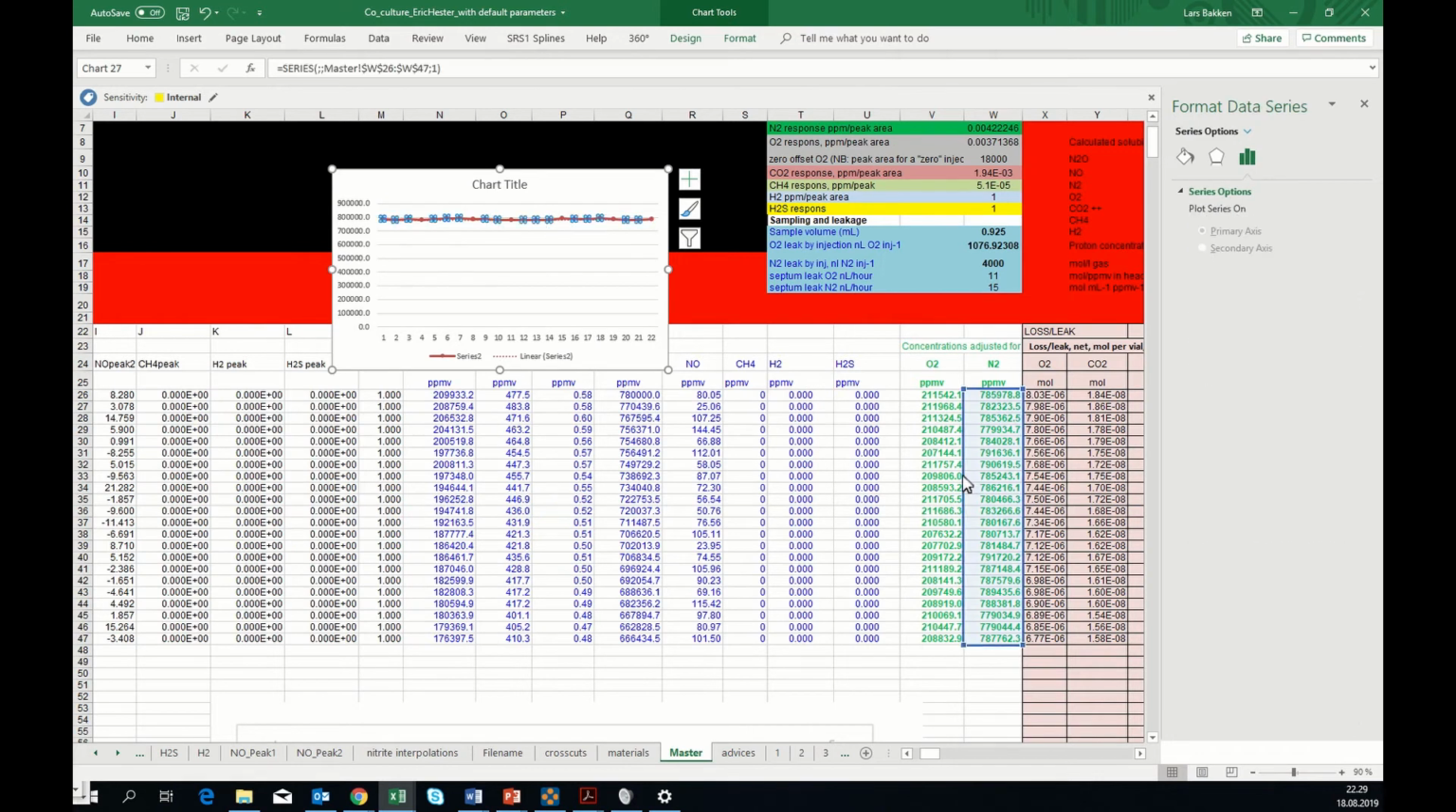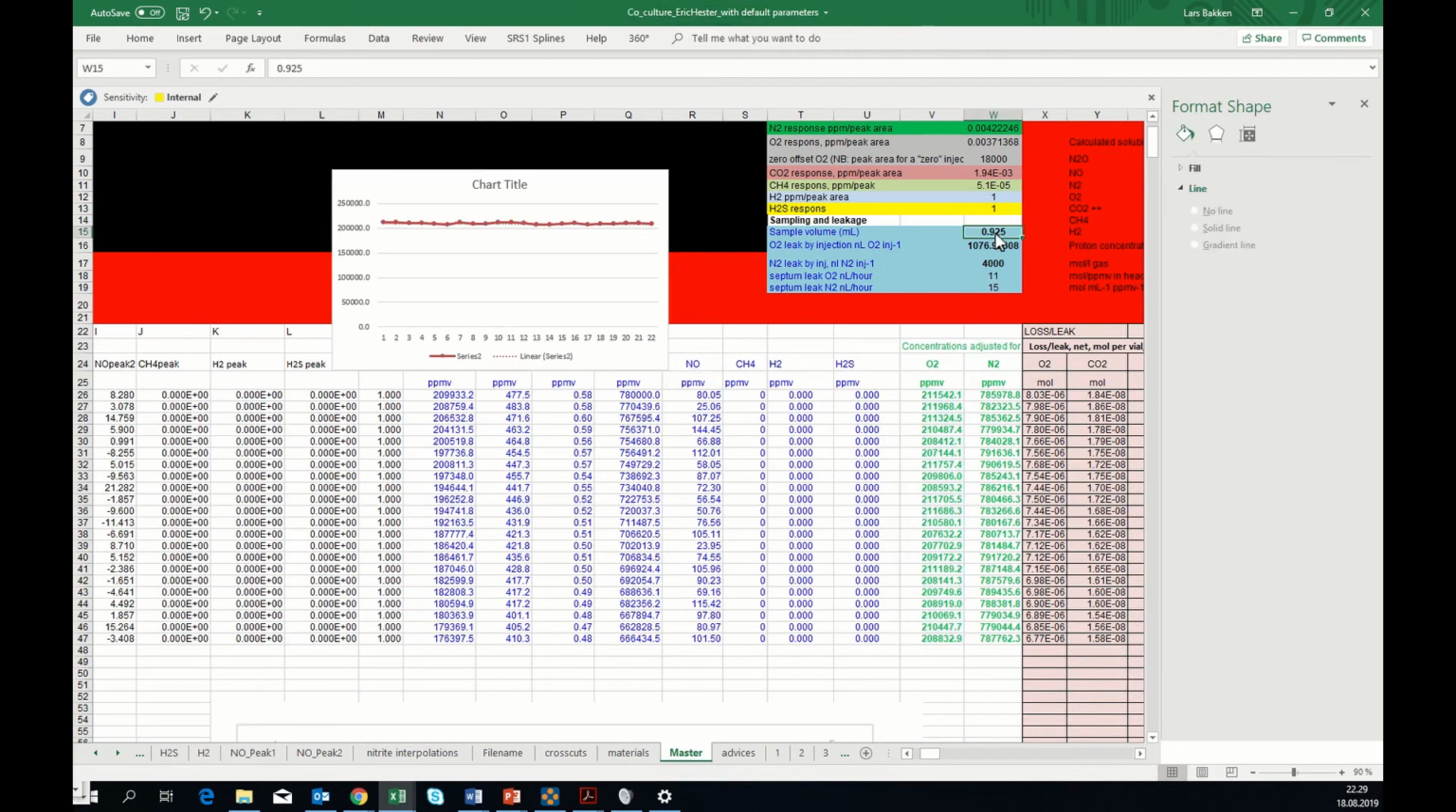So if we move this to oxygen, you see that we've practically stabilized the oxygen as well. It should be the same for the oxygen and nitrogen. You may have slight differences between these two, but essentially this is how you do it to get the right sampling volume for each sampling.